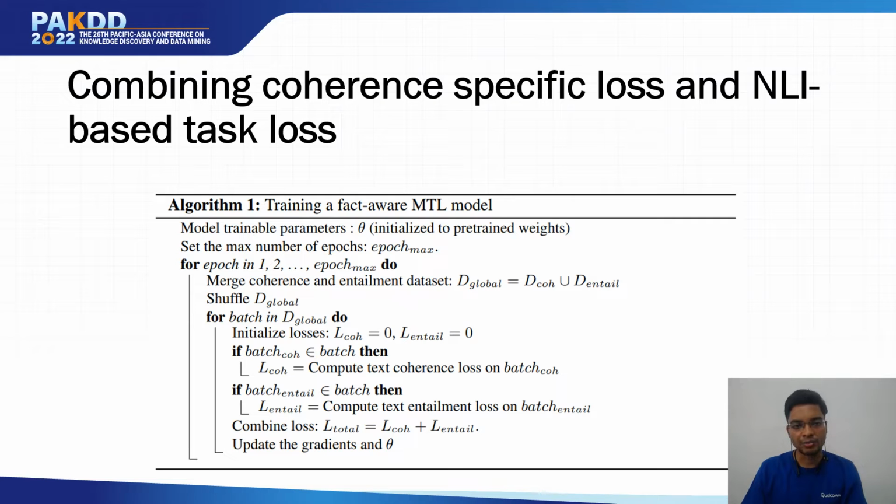In the slide, we present the algorithm to train the multitask learning over our model. First, we concatenate the two datasets to create a global dataset. Then we shuffle this dataset and iterate over batches. Within each batch, we use a task identifier to accumulate the loss for the respective task, and finally calculate the loss by adding these two.